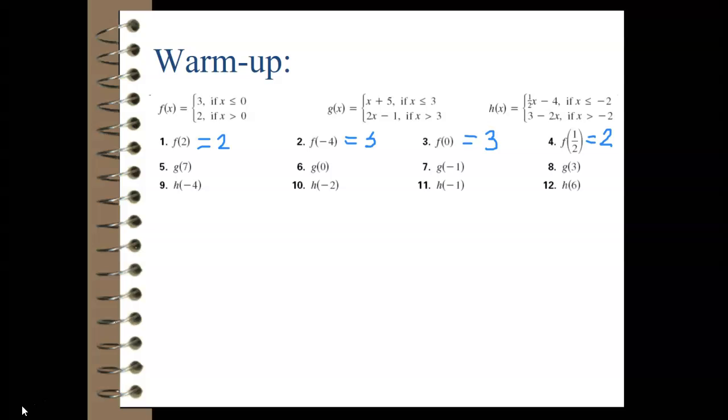G of 7. 7 is greater than or equal to 3. So you get 2 times 7, which is 14, minus 1, which is 13. 0 is less than 3, so you plug it into the top equation, and you get 5. -1 is also less than 3, so you plug it into the top equation, and you get 4. 3 is equal to 3, therefore it goes into the top, and we get 8.